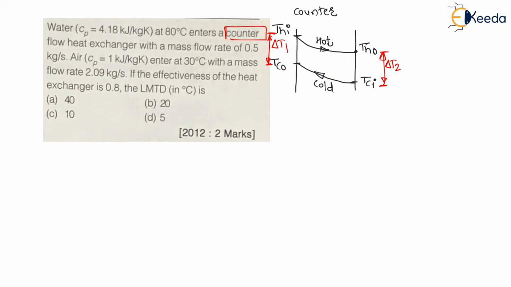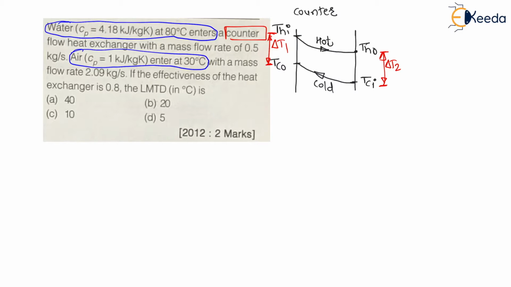Now again go back to the question. Now about water they have given information. Then here Cp 1 kilojoule per kg Kelvin enters at 30 degrees Celsius. Now this is very important. Now my dear students, here the water at 80 degrees Celsius enters, right? Therefore the entry temperature of water is 80 degrees Celsius, and air enters at 30 degrees Celsius, right? Therefore the entry temperature of water is 80 degrees Celsius, entry temperature of air is 30 degrees Celsius. Therefore definitely the air is a cold fluid and water is a hot fluid.